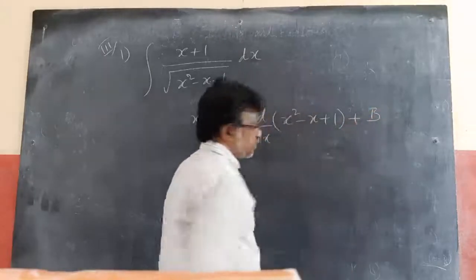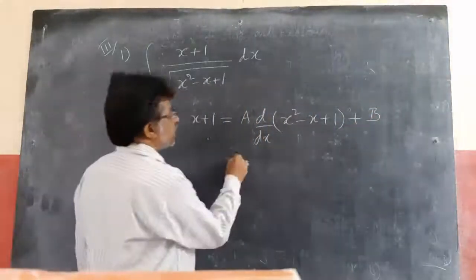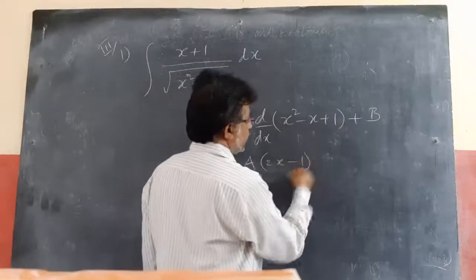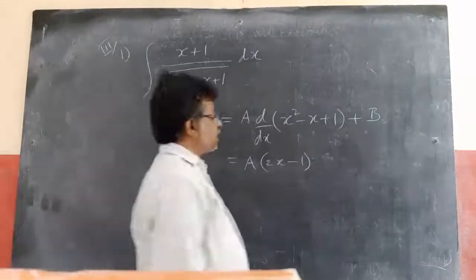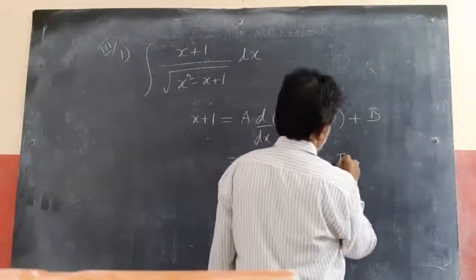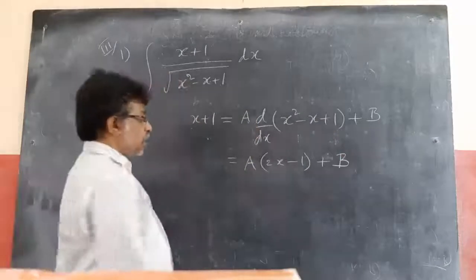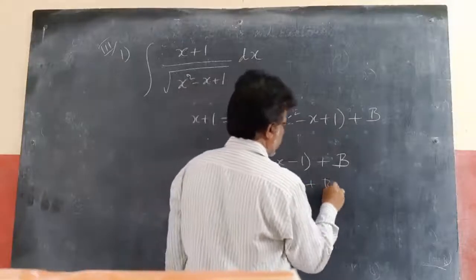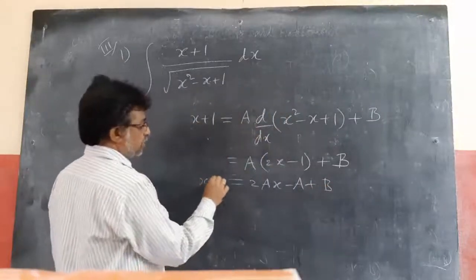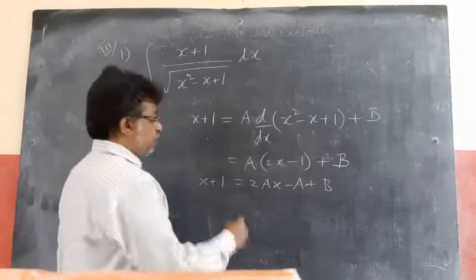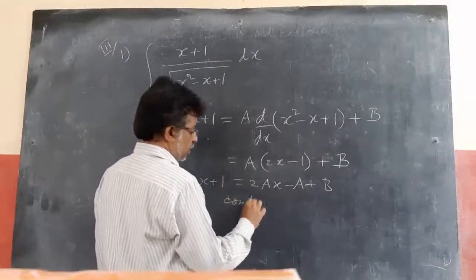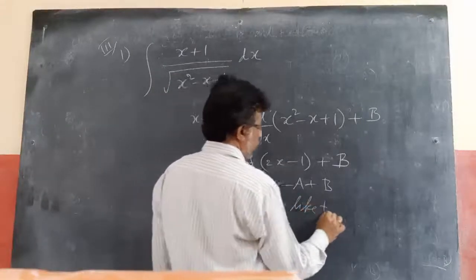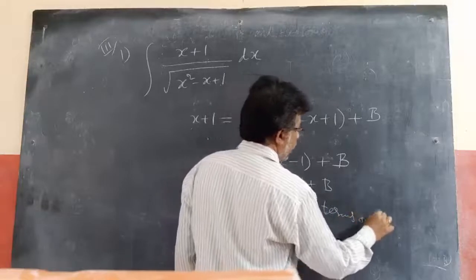Simply just write plus b. So this becomes a into the derivative of x square minus x plus 1, which is 2x minus 1, plus b. Now open the brackets. You will get 2ax minus a plus b. This side we have x plus 1. Now comparing like terms on both sides.